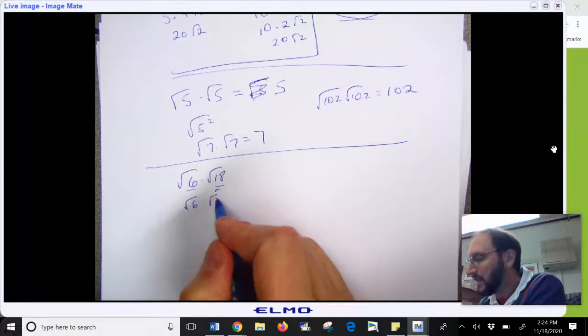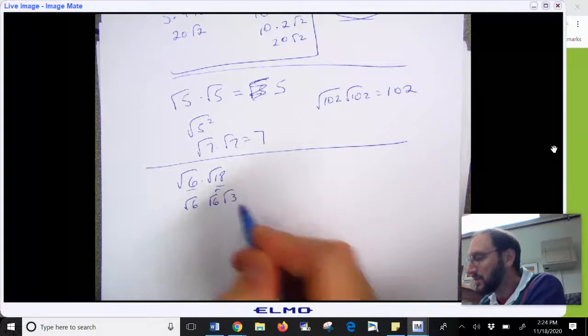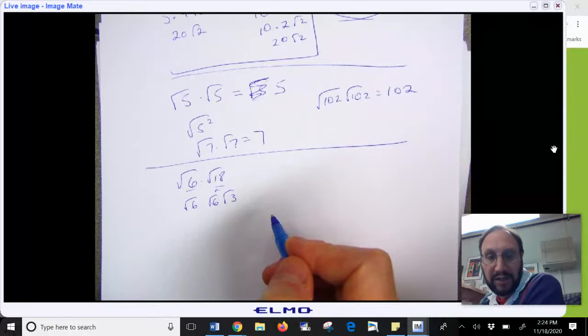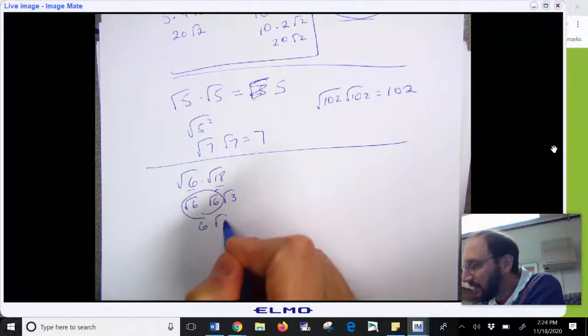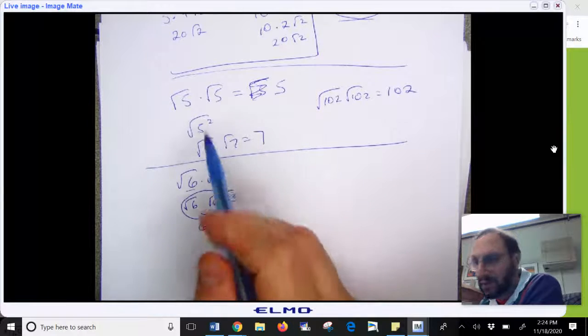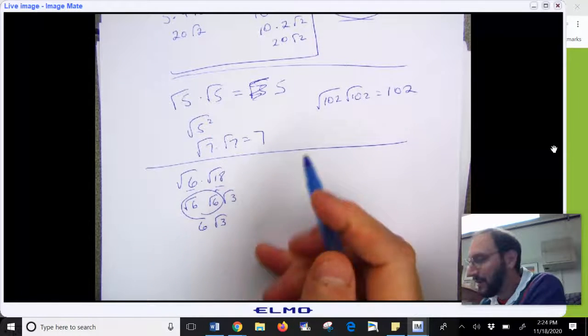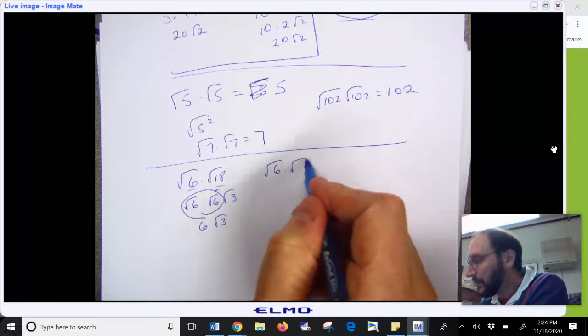So if I instead change to this type of situation, 18 is 6 times 3, then I can see that I've got 6 on the outside and 3 on the inside for the same reason why square root of 5 times square root of 5 is 5. If you didn't do it that way, you'll still end up with the right answer.